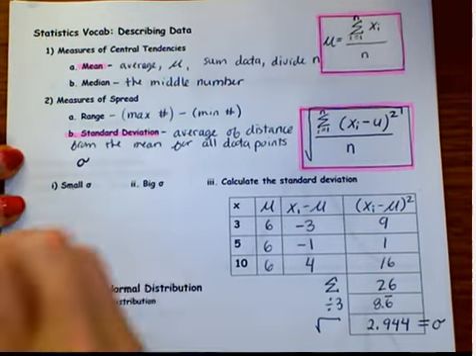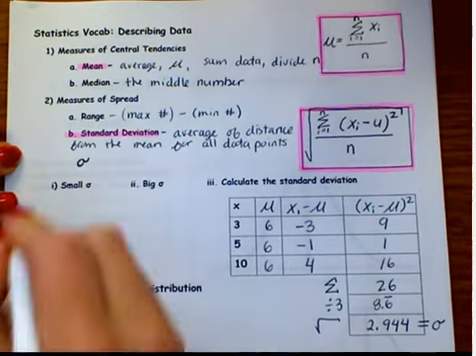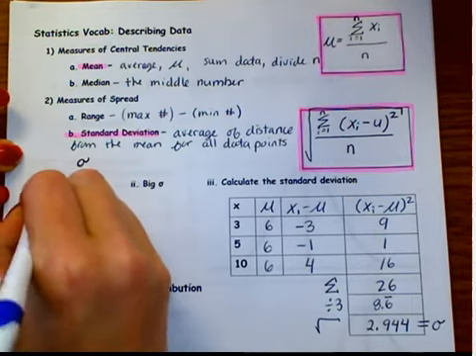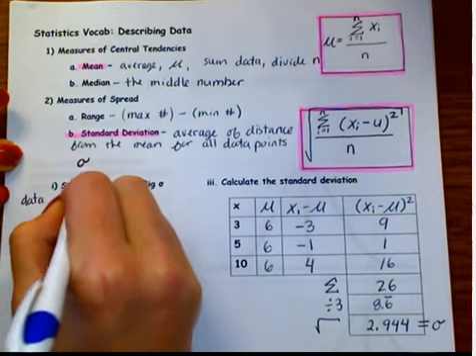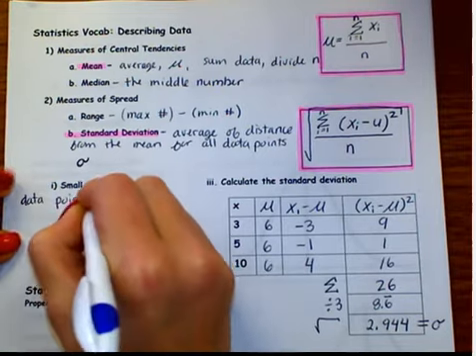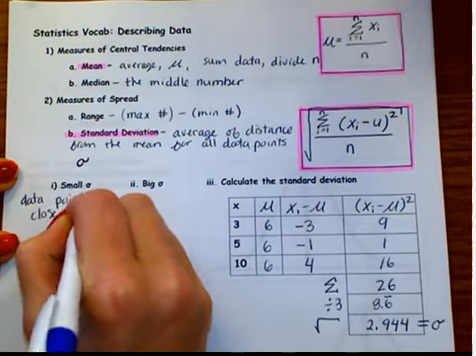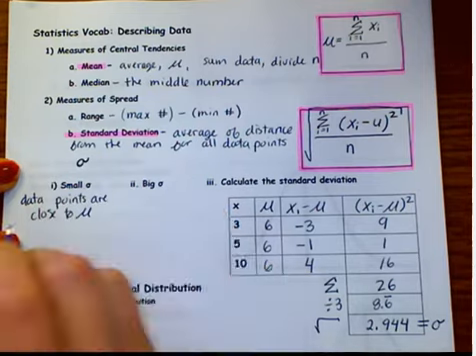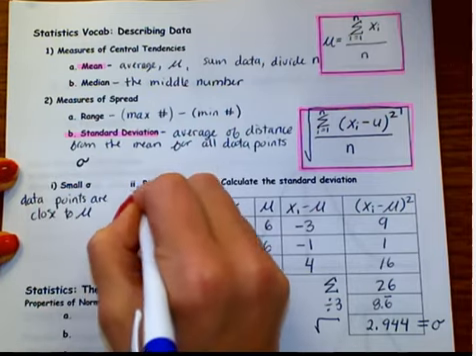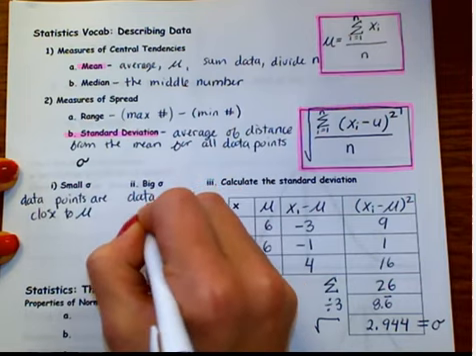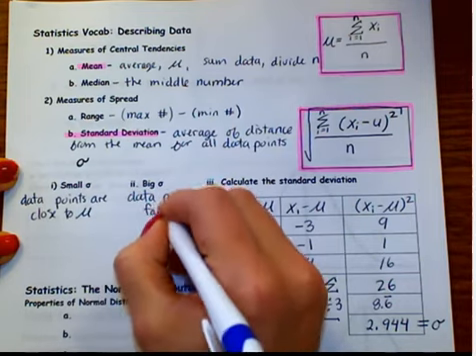All right, let's talk about what a small standard deviation would mean. This would mean data points are close to the mean. A big standard deviation would mean data points are far from the mean.